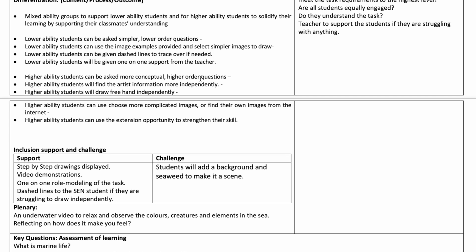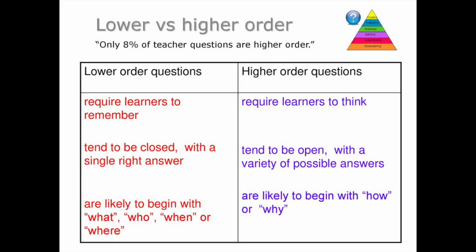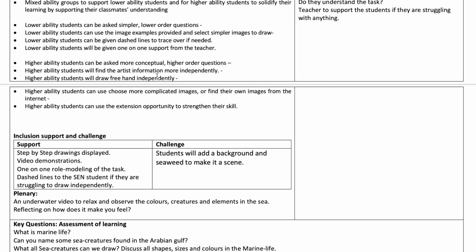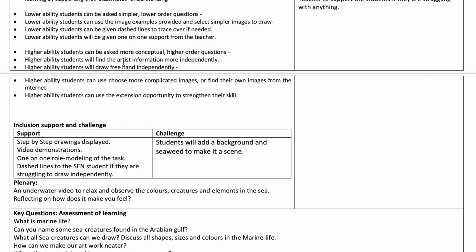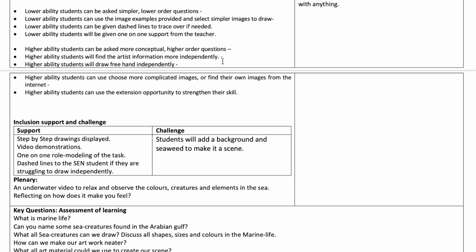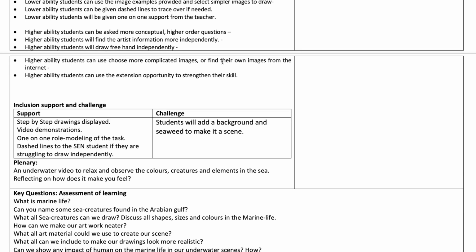Okay. Then the mixed ability, the middle ability students will obviously be following the common instructions which are given through the PPT. Higher ability students can be asked more conceptual, higher order questions like how does it happen? Why do you think it is happening? More conceptual questions. And then if you compare this thing with that thing, how do you think it's going to work? Higher ability students will find the artist information more independently. Obviously, they can be independent learners in your classroom and can also support the lower achievers and the middle achievers.